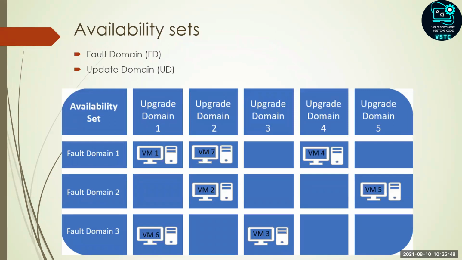Next one is availability set. Availability zone is concentrated towards zone failures, and availability set is concentrated inside a data center. Inside the data center, there will be fault domain and update domain. I'll explain what is fault domain and update domain. Fault domain means hardware related issues. Update domain means Microsoft Azure performs backend updates, right? I'll tell you what updates.